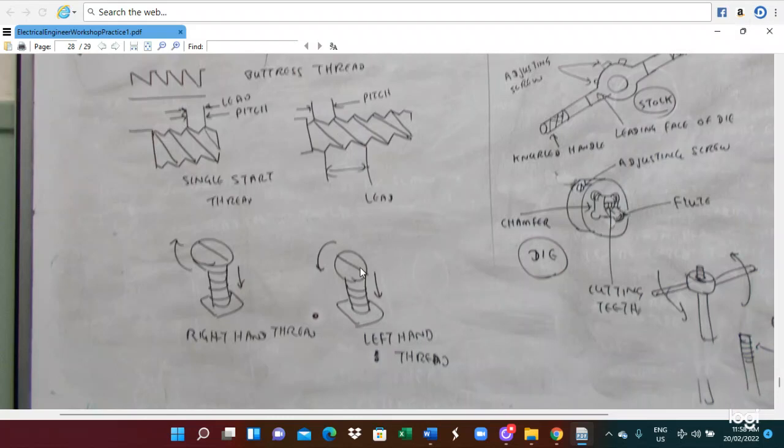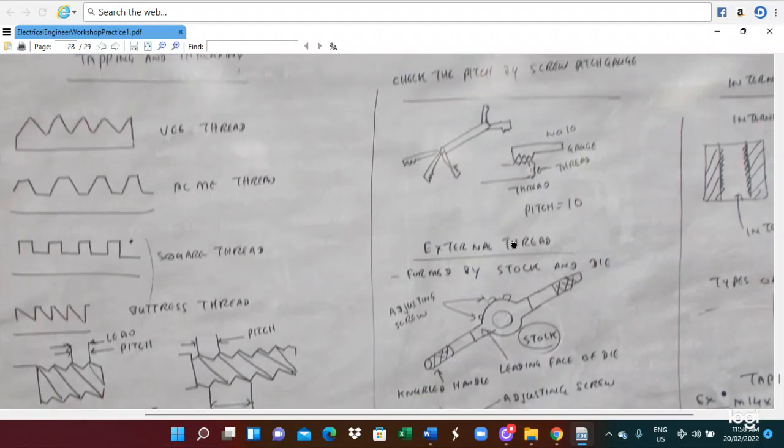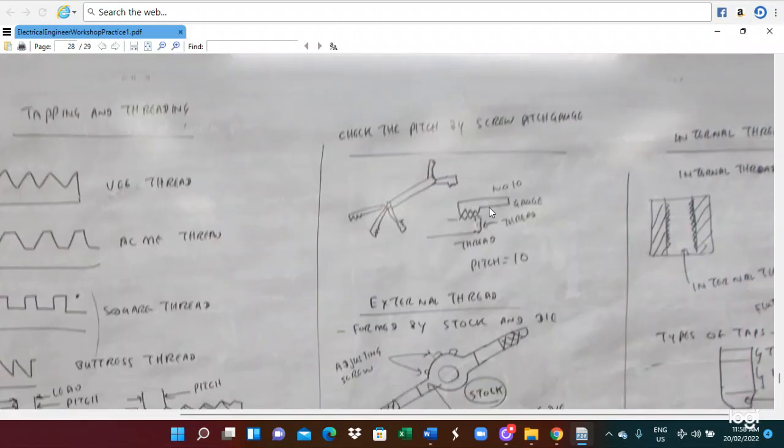So you turn clockwise, you can tighten. This is the right hand thread. You turn anti-clockwise and tighten. This is the left hand thread. When you are checking any screw pitch, you are using a gauge. This is the screw pitch gauge. You can utilize the screw pitch gauge to check your thread.